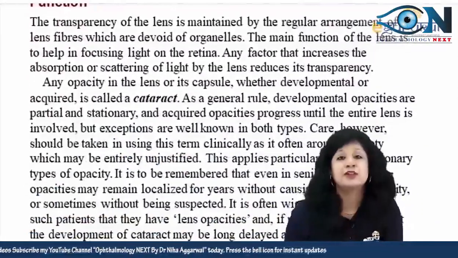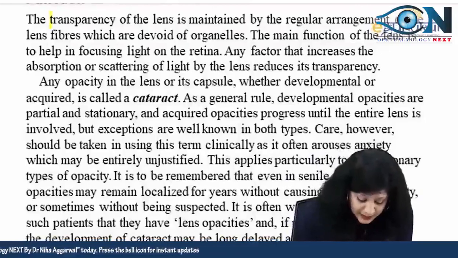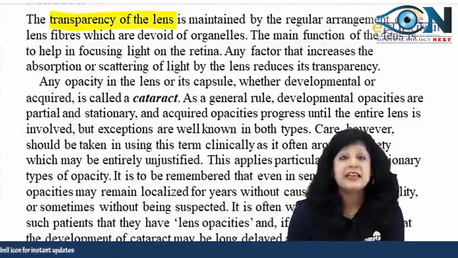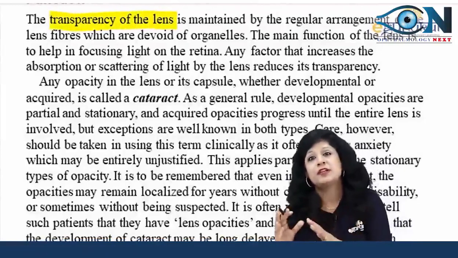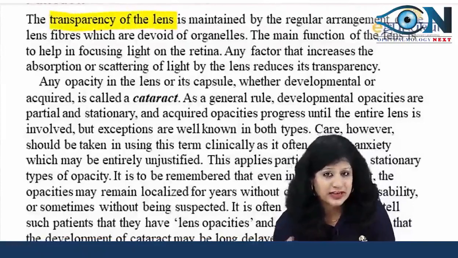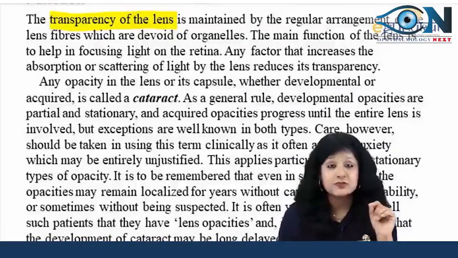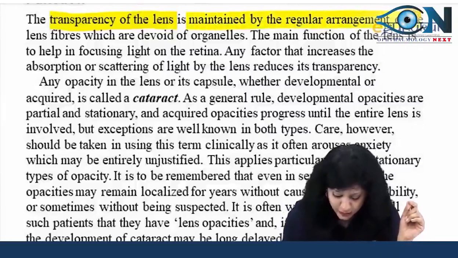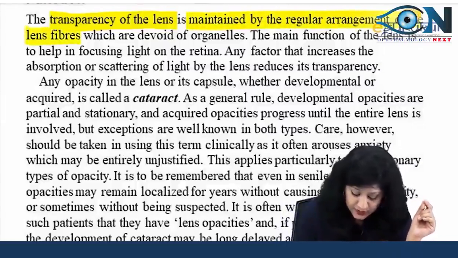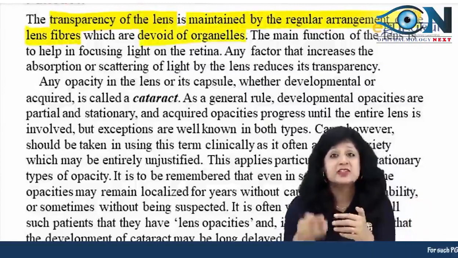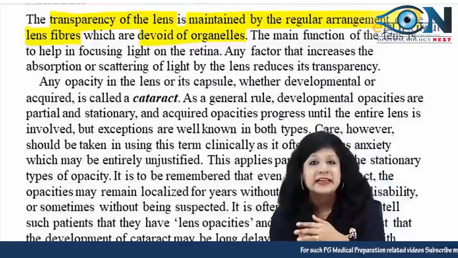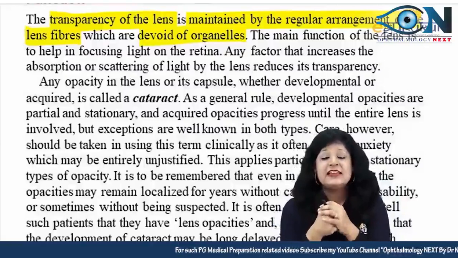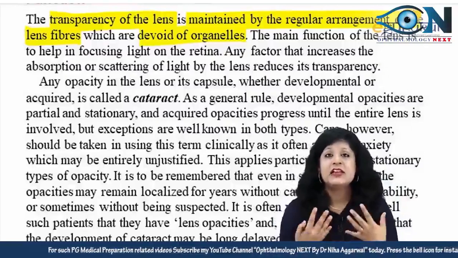So what is the main function of the lens? The transparency of the lens is the most important property which helps in its functioning. This transparency is maintained by the regular arrangement of the lens fibers, which are devoid of organelles. They are arranged in the form of lamellae. That is why we say that there is a lamellar arrangement.